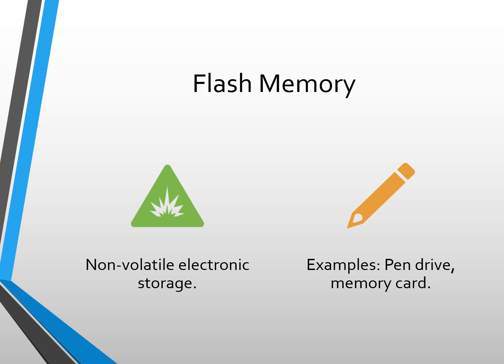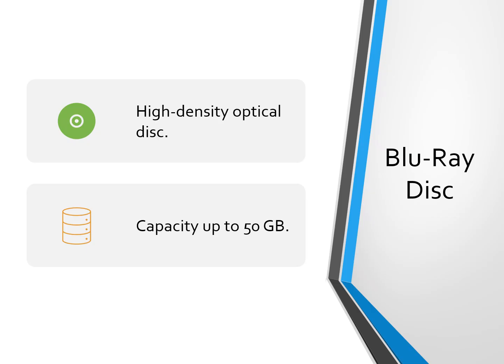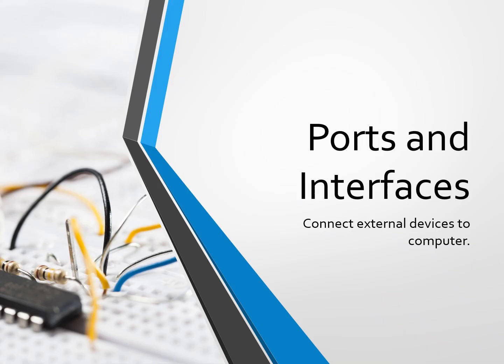Flash memory. This is a non-volatile electronic storage which is permanent storage. It has examples of pen drive and memory card. So Blu-ray disc, right? This is another example of an optical device, which is high density and has a capacity above 50 GB. So let's go to the next slide.